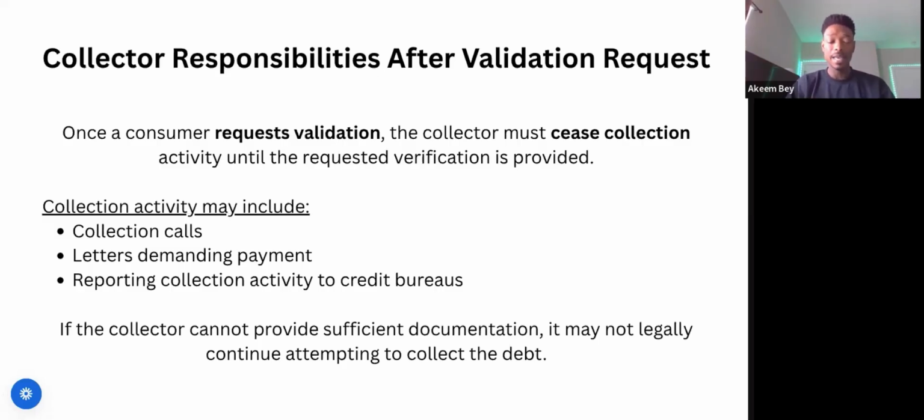Collection activity may include calls, right? A letter demanding some sort of payment. They call that a dunning letter. And then reporting collection activity to the actual credit bureaus. And if the collector can't provide sufficient documentation, it might not legally have the right to continue attempting to collect that debt.